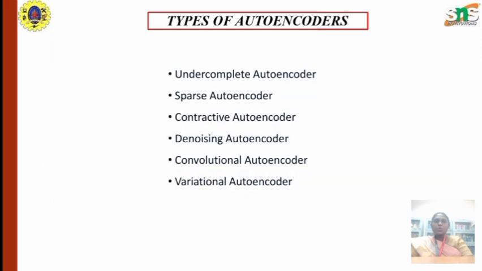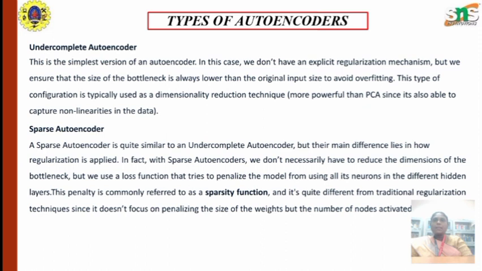The types of autoencoders are undercomplete autoencoders, sparse autoencoders, contractive autoencoders, denoising autoencoders, convolutional autoencoders, and variational autoencoders. Undercomplete autoencoders are constrained in a way that the dimension of the latent space representation is lower than that of the input data. This forces the model to learn the most essential features of the input data.